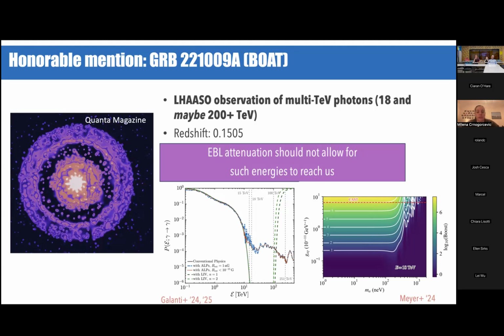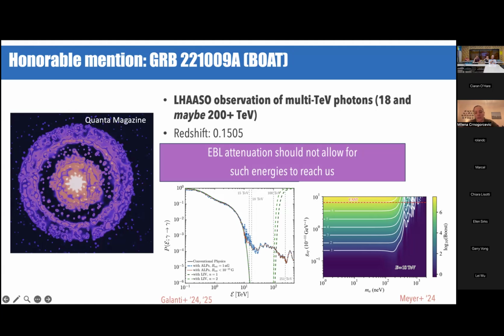However, through the interactions of gamma rays with the background lights, this shouldn't have happened. We would expect that the extragalactic background light would attenuate the gamma rays of these high energies so much that the probability of finding this photon in our detector is incredibly low, and potentially could be described by some new physics processes, and some of the most popular options were axion-like particles.